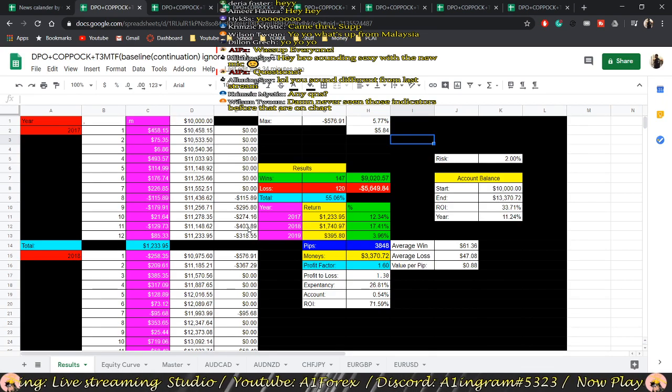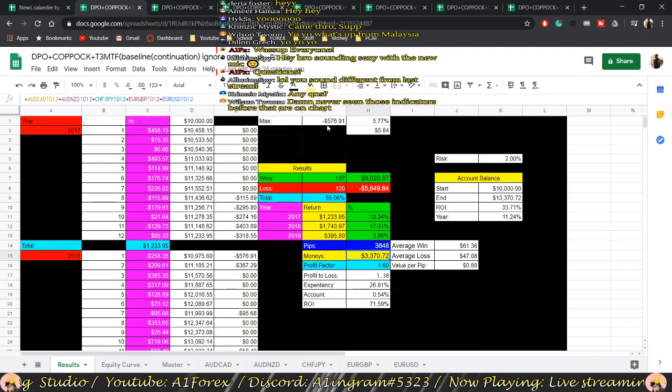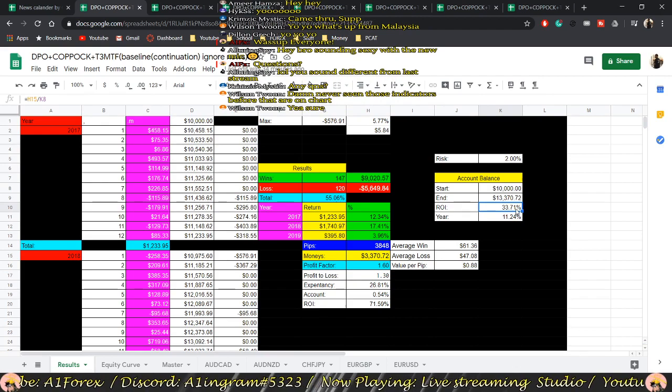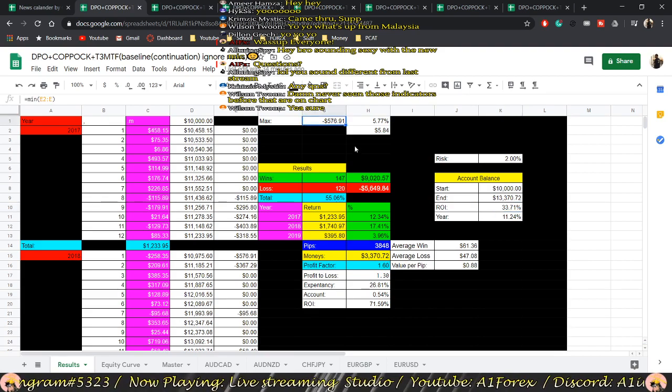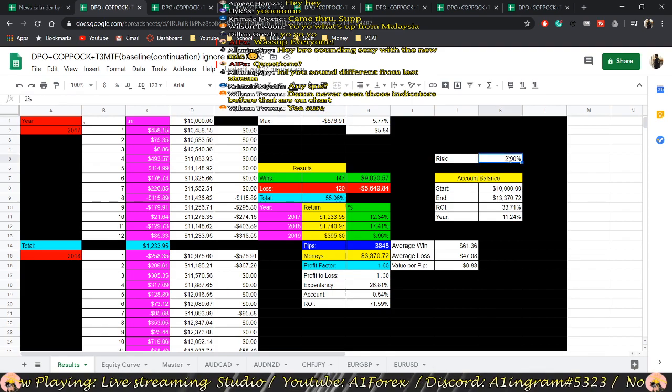DPO T3, like I showed you, this is the baseline result that we have. Just so you can remember, it's a 33% ROI, or 33.71% ROI, with a 5.77% drawdown based off 2% risk per trade.